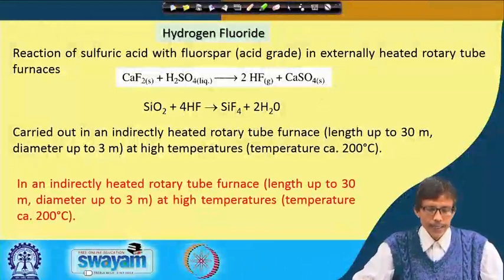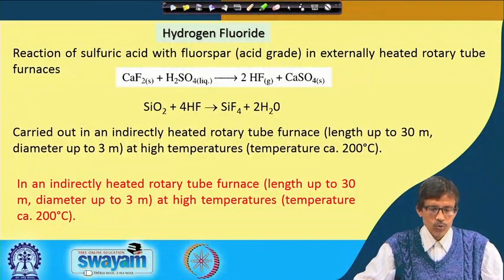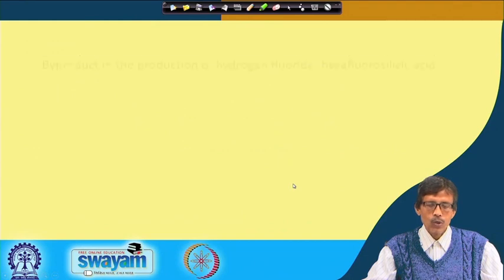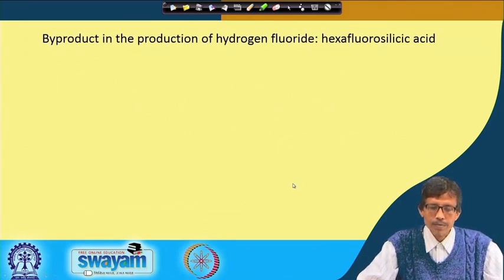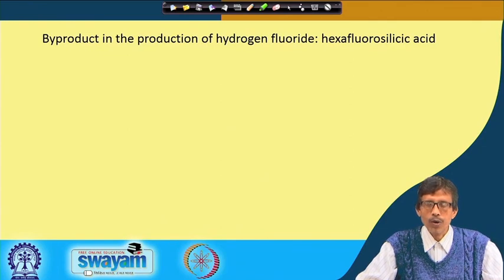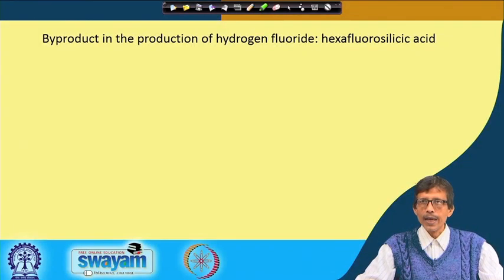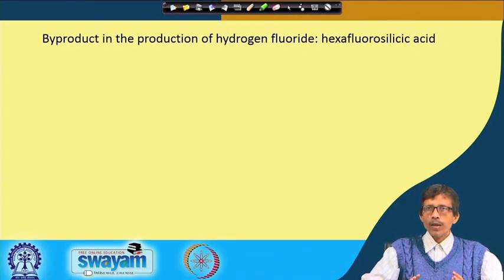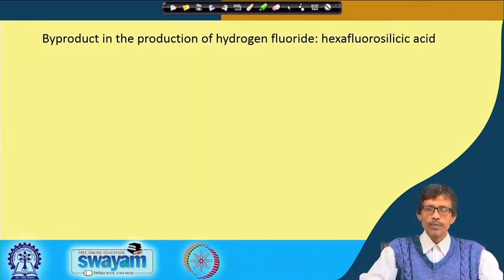So, in an indirectly heated rotary tube furnace, we can use the same dimension, that means 30 meters of length and 3 meters of diameter at high temperature, basically 200 degrees centigrade. So, this heating procedure is basically giving us the corresponding production of your hydrofluoric acid, and the byproduct in this production of hydrofluoric acid is that, as I told you, you use silica or quartz for taking up your HF production for its conversion to silicon tetrafluoride or H2SiF6.